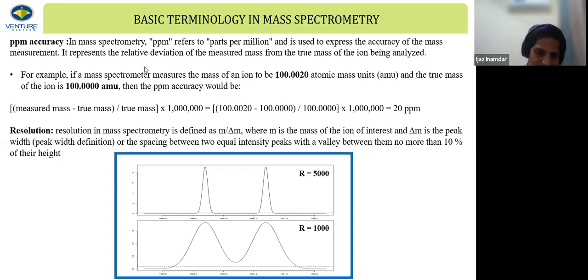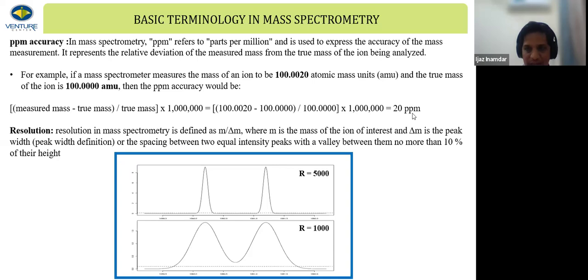Simply put, ppm accuracy is the difference between the actual mass and the observed mass. What is the theoretical mass that you calculate using pen and paper, the theoretical mass of the molecule that you are expecting, and what is the mass that your equipment is giving? 99% of the time, the equipment will not give you the true mass. It will be slightly off, 1 or 2 ppm. For example, the true mass is 100 and the equipment is giving me a mass of 100.002. How do I gauge what the error is? There is a formula: measured mass minus true mass, divided by true mass, times 10 to the power of 6. And I get a figure of some error.